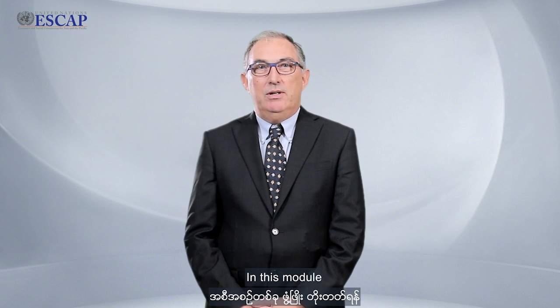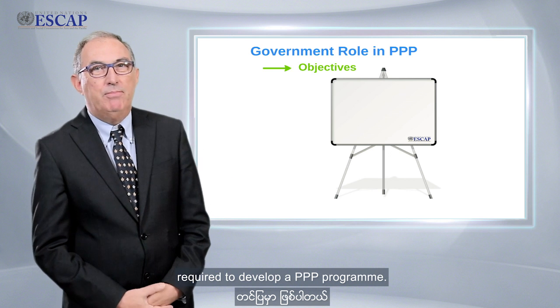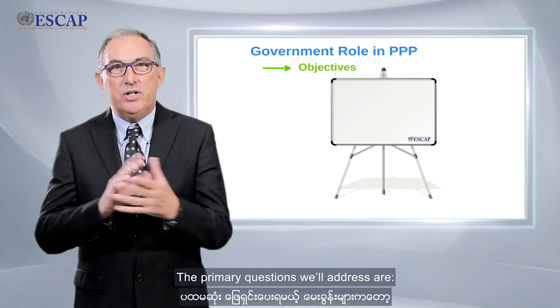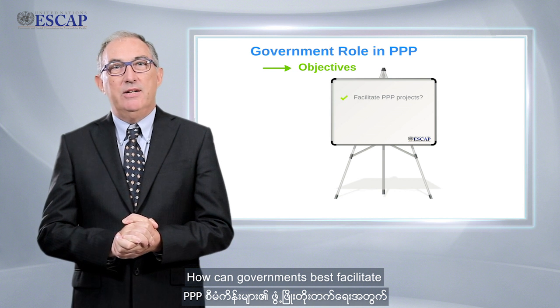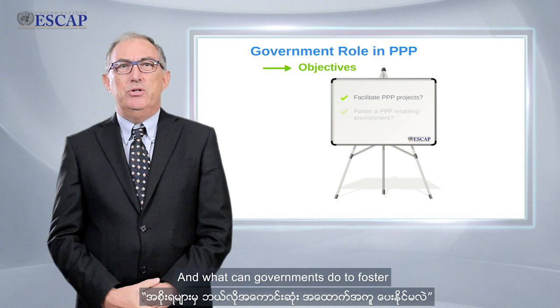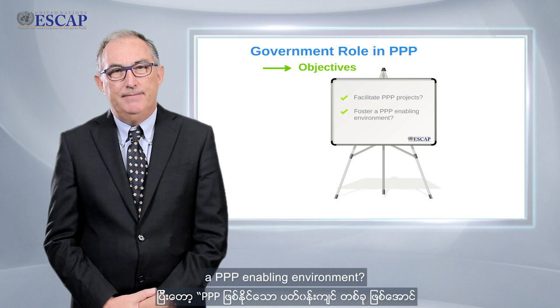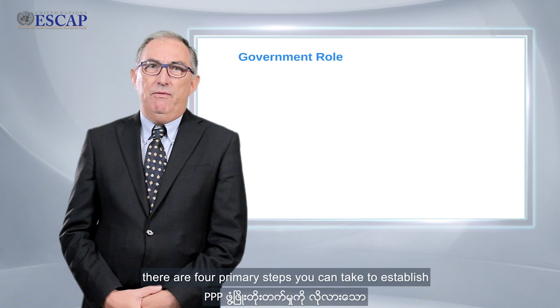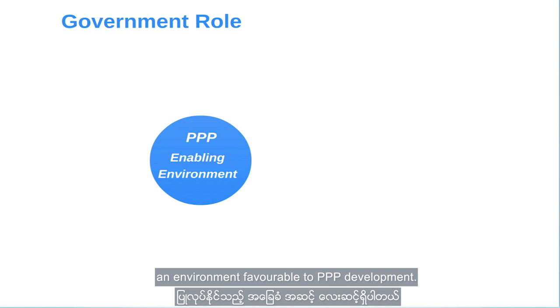In this module, we'll guide you through the key steps required to develop a PPP program. The primary questions we'll address are: how can governments best facilitate the development of PPP projects? And what can governments do to foster a PPP enabling environment? As a government, there are 4 primary steps you can take to establish an environment favourable to PPP development.